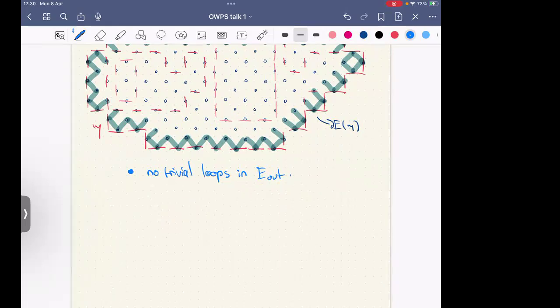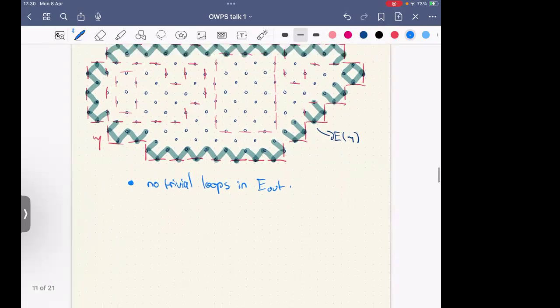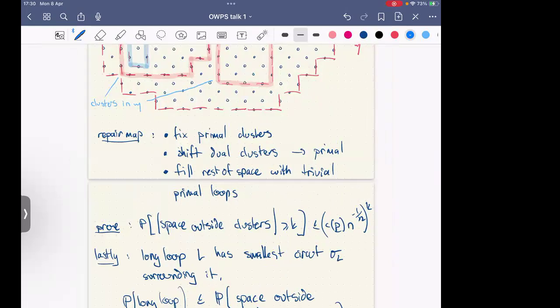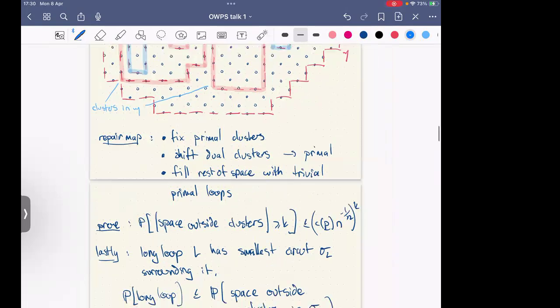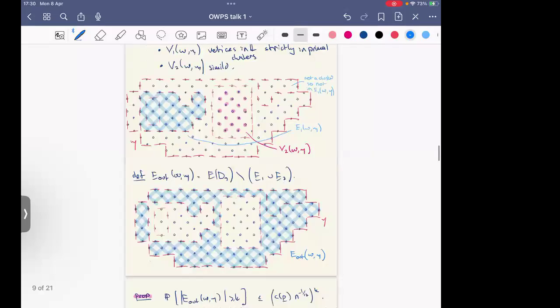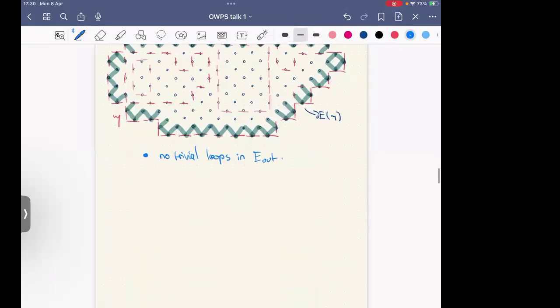Well, this means that when we apply our repair map, which is this map I defined up here, where I fix all the primal clusters, I shift all the dual clusters, and I fill all the remaining space, which is E out essentially, with these trivial loops. Well, that means that we're going to gain a bit of probability for every single edge in E. Let me be a bit more clear about that.